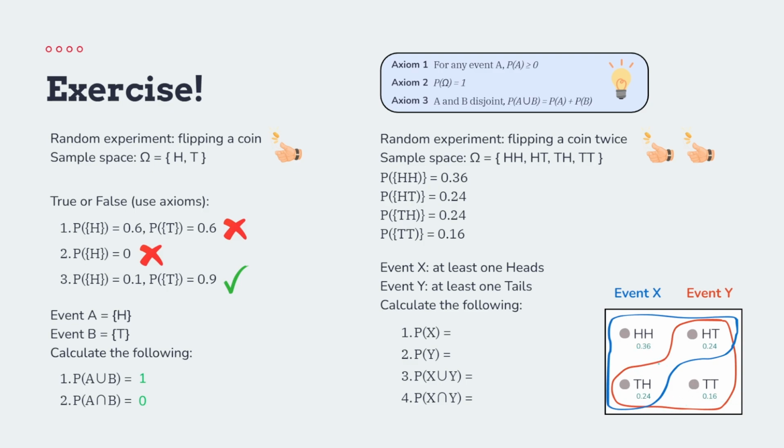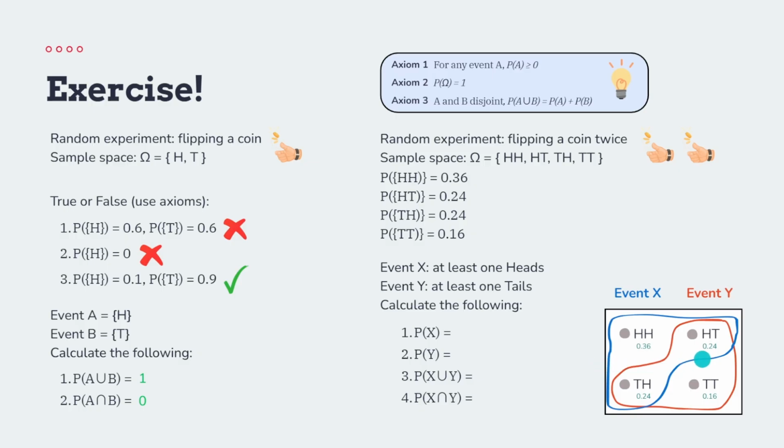So we're ready to calculate the probability values. Let's start with calculating the probability of event X, where at least one heads land. And we do that by simply adding each of the individual outcome probabilities.